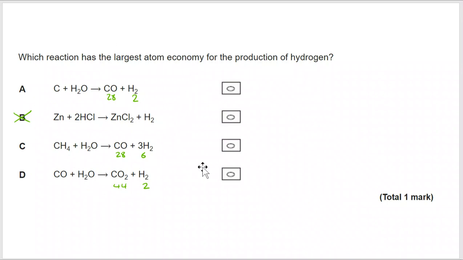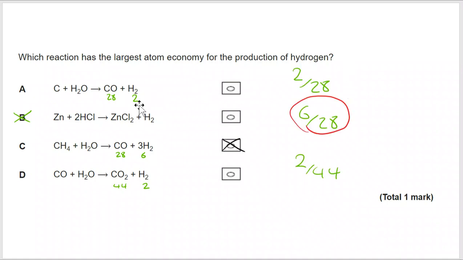In terms of the actual relative molecular masses, I've added those in so we can see them, so we can start to do a little bit of maths. So in the first one, we have 2 divided by 28. On C, we have 6 divided by 28. And on D, we have 2 divided by 44. Now, I could go through and do those calculations, but 6 over 28 is clearly the bigger value, and therefore it has the bigger atom economy.